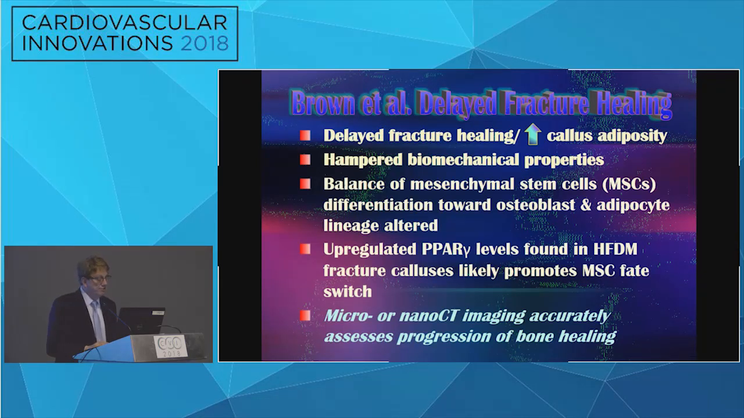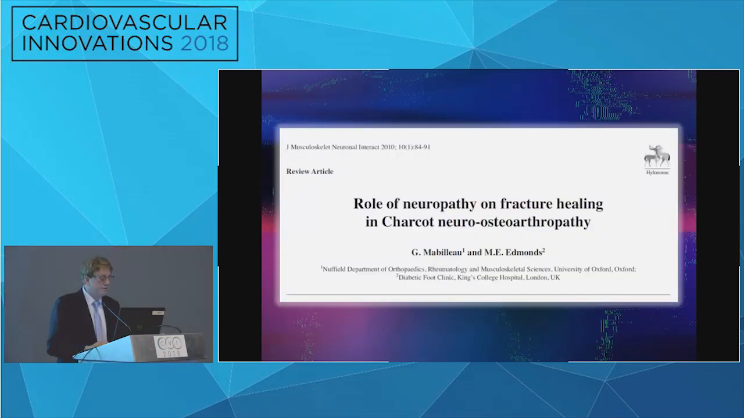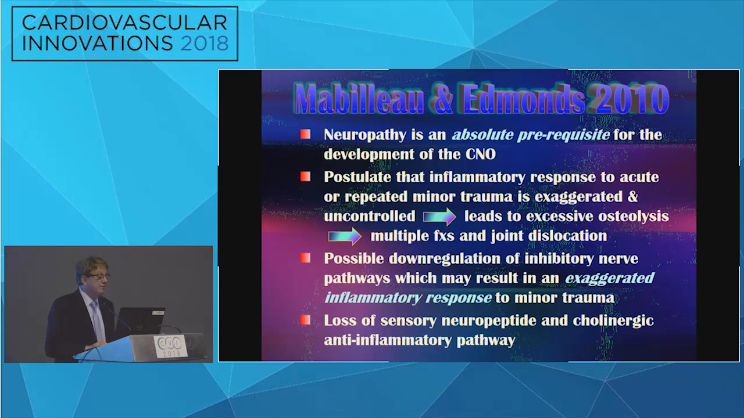One of their conclusions was that micro and nano-CT is very accurate in evaluating this. One of the things they noted was increased callus adiposity, which is rather interesting. And of course, linking into the previous lecture, the role of neuropathy on fracture healing: there's a fairly recent article, 2010, that talks about it. Neuropathy is an absolute prerequisite for developing Charcot osteoarthropathy, as we heard. It's hard to imagine that someone has Charcot changes without neuropathy.